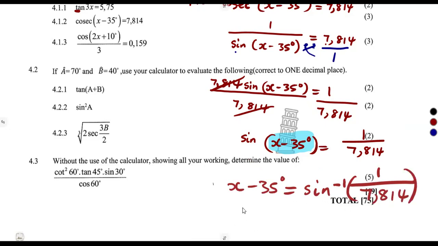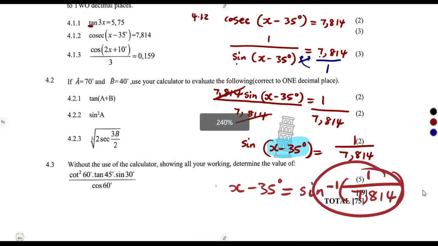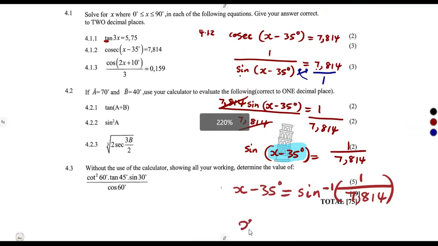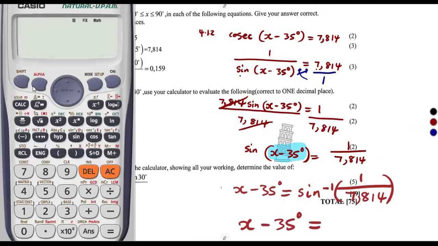So that's it. Once you have it there, guys, it will be an angle. The moment you write this arc sine, you have an angle there. So it means x minus 35 degrees is equal to what? Let's find this on our calculator. Arc sine, that's shift sine, 1 over this decimal as it is 7.814, just like that. So it was going to give us 7.35. Remember, we have already fixed our calculator to 2 decimal places.